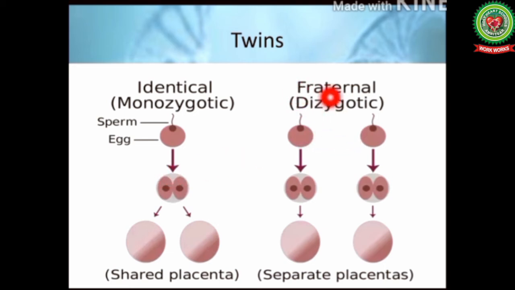Whereas in case of fraternal twins or dizygotic twins, di means two. So here two different sperms fertilize two different eggs to form two different zygotes, and those two different zygotes result in two different twins. Identical twins share the same placenta, whereas in case of fraternal twins, placentas are separate.